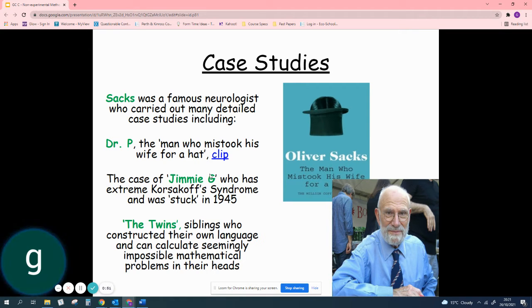Sacks was quite a famous proponent of case studies. He was a famous neurologist who carried out many detailed case studies, including Mr. P, the man who mistook his wife for a hat, the case of Jimmy G, who had Korsakoff syndrome and was stuck in 1945, and the twin siblings who constructed their own language and can calculate seemingly impossible mathematical problems in their heads.